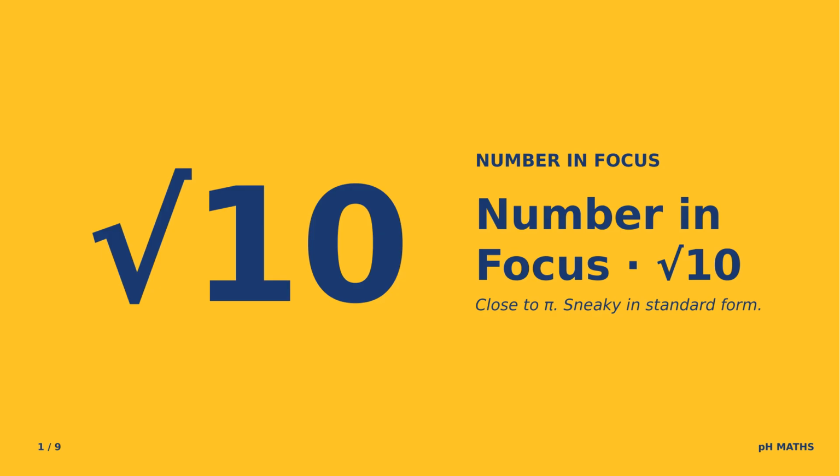Number in focus: root 10. Root 10 is the sneaky surd that hides inside standard form, the diagonal of a 1 by 3 rectangle, and a rough engineer's approximation for pi. By the end of this video, you'll know how root 10 emerges from any even power of 10, where it simplifies out of root 40 and root 90, and why it's almost, but not quite, pi.